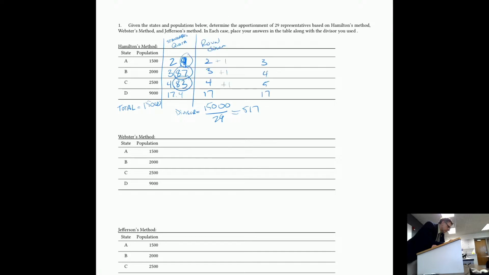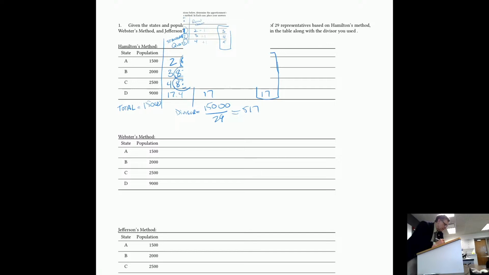And it looks to me like we've only apportioned 26 seats in this House of Representatives. And so we need to apportion an extra 3. And those 3 go to the ones with the highest fractional part. So we're looking at these decimals here. And that'll be your answer.